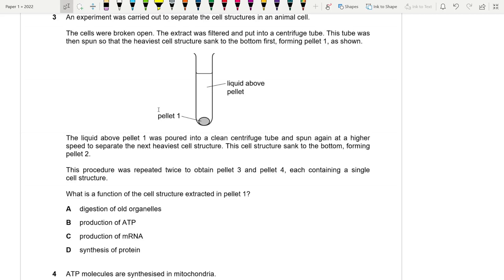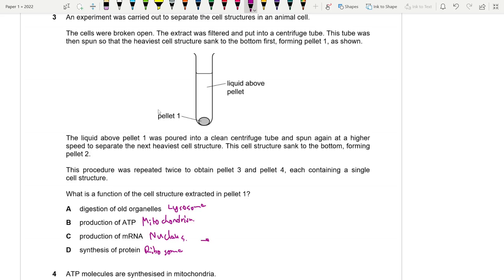So if we think about these, production of ATP, this is the mitochondrion. Synthesis of protein, this is the ribosome. Digestion of old organelles, this is the lysosome, basically. Production of mRNA. Basically, the heaviest one sank to the bottom first. So the heaviest one, production of mRNA. Basically, mRNA production and rRNA production. Ribosome has two components, rRNA and protein. So this is mainly produced by the nucleus.